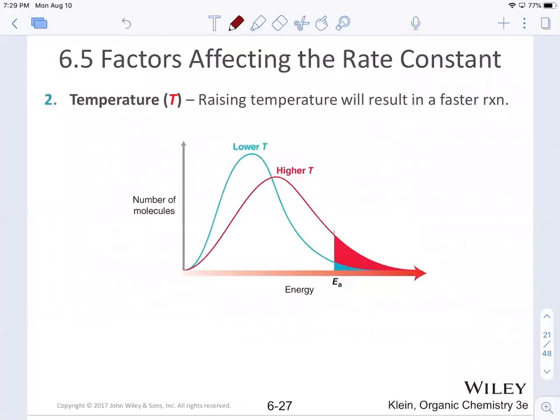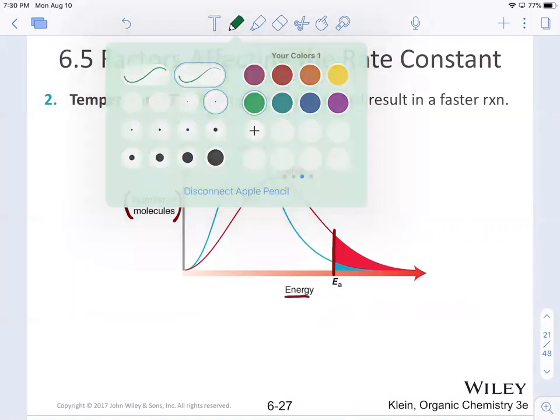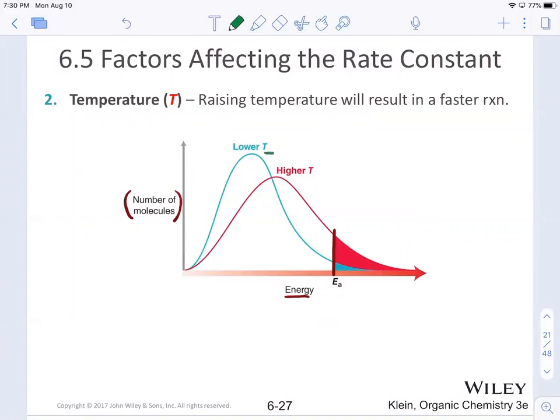All right, temperature. Raising the temperature will result in a faster reaction. Why? At a higher temperature, more molecules have more kinetic energy. And so let's think about, here is the activation energy barrier, right? Energy on this x-axis and number of molecules on the y. When we increase the temperature, we are shifting the kinetic energy available further to the right here on this chart.